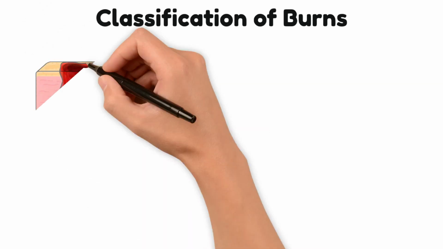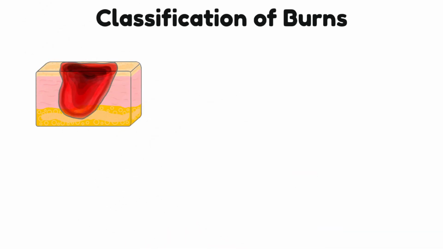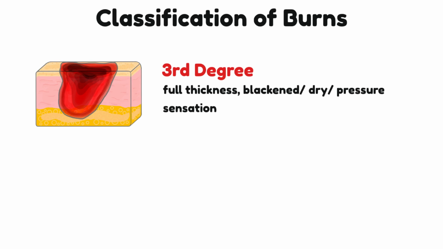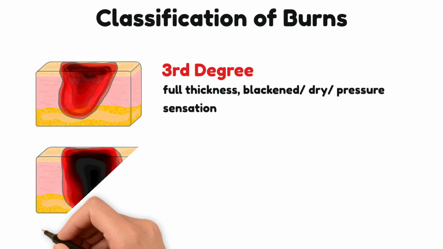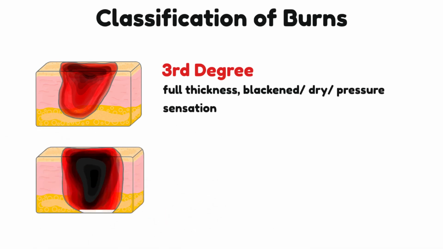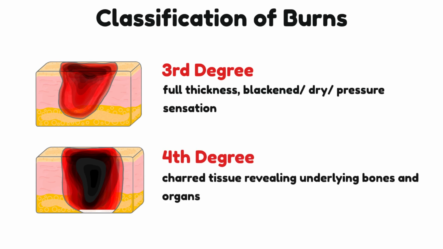When the burn injury passes through the epidermis, dermis, and into the subcutaneous tissue and musculature, this is referred to as a third-degree burn. Third-degree burns are full-thickness burns and appear as blackened, dry tissue. Because these burns tend to destroy nerves in the area, they are often less painful and described as a pressure-like sensation. Lastly, when the burn passes through every layer of the skin, through the subcutaneous tissues and musculature, and reveals bone or organ tissue, this is referred to as a fourth-degree burn. These burns will present as charred tissue and are the most severe, life-threatening type.